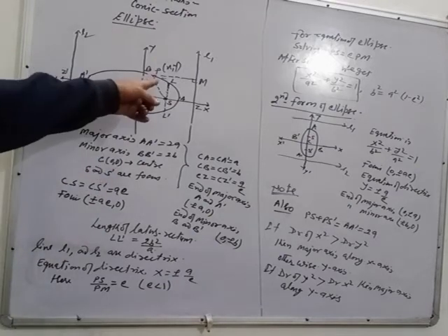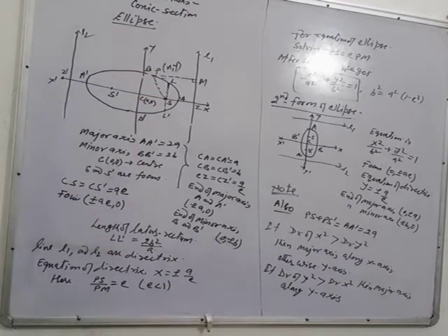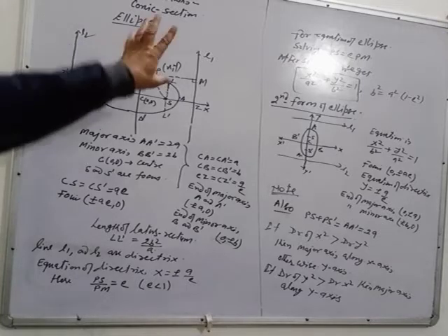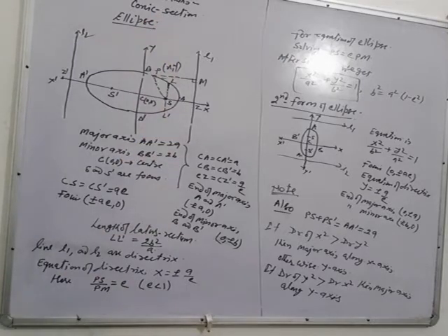The line passing through the focus perpendicular to the major axis, LL dash, is known as the latus rectum, whose length is equal to 2b square by a. So these are the determined values. You will remember these measurements to solve numerical problems. There are two directrices L1 and L2, and two foci S and S dash here.